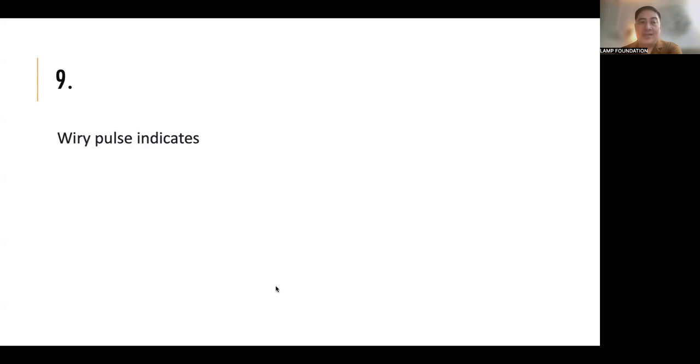Wiry pulse. Oh, this is very common, especially for people who are under a lot of emotional stress. Wiry indicates liver and gallbladder disease, and also those who are in pain. Also, if you have a lot of phlegm, your pulse can be wiry because phlegm can obstruct the flow, or malaria. And finally, tense pulse.